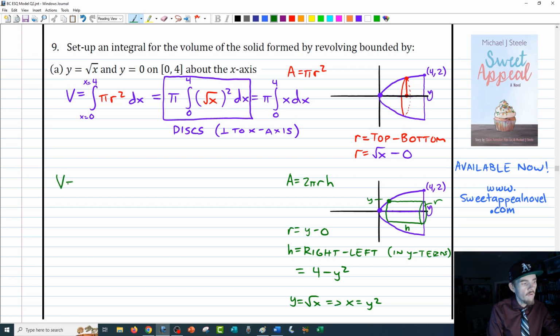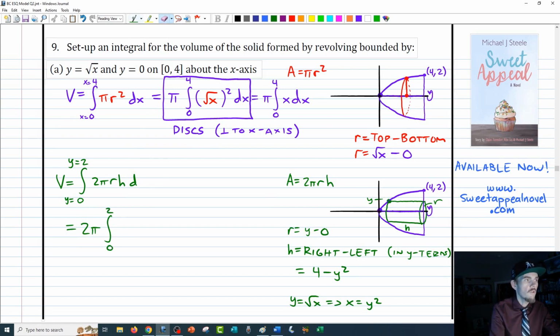Given this, to set up our integral, we're going to do the integral of 2 pi RH times that little dy. And in this case, we're going to go between y values. So we're going to start at the x-axis, y equals 0, and we'll go up to the top intersection point, which is at y equals 2. And from there, what I typically will do is I'll pull out the 2 pi in front. Our integral will run from 0 to 2. Also, apologies. That should have been a y.